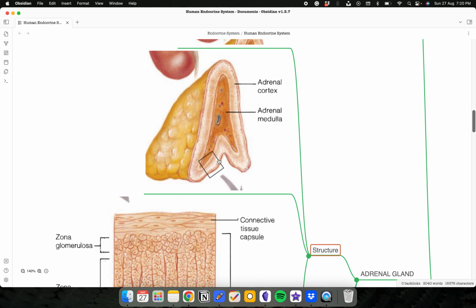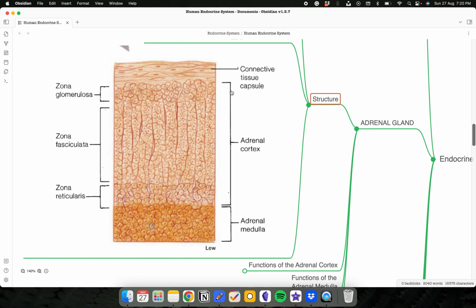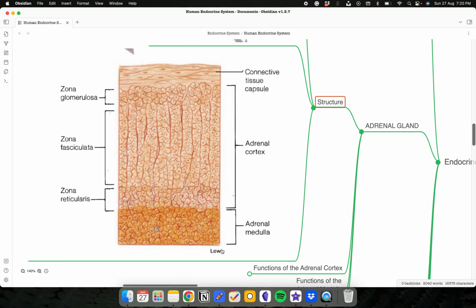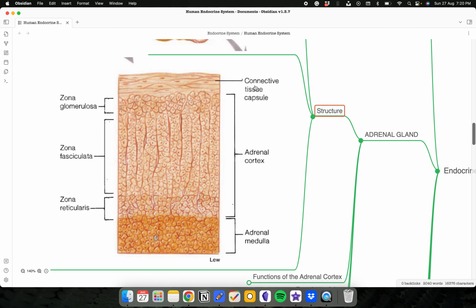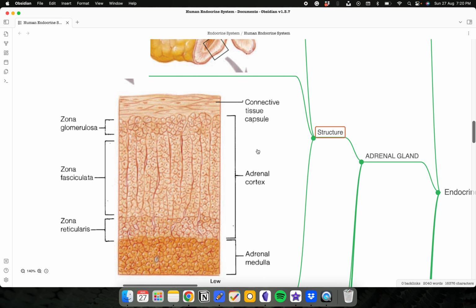Now we are taking this portion and enlarging it. You can see this is the outer part, the adrenal cortex, and this deep yellow color is the adrenal medulla, and this part is the connective tissue.